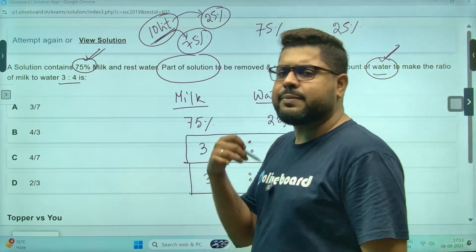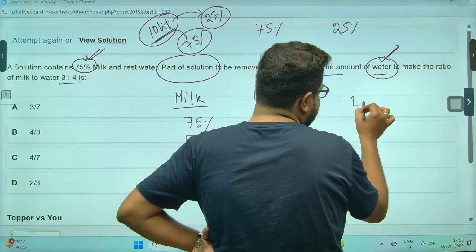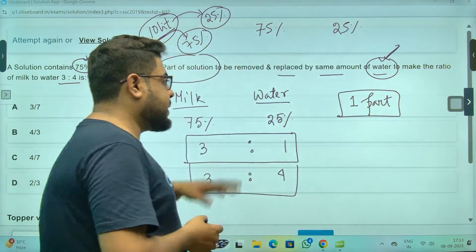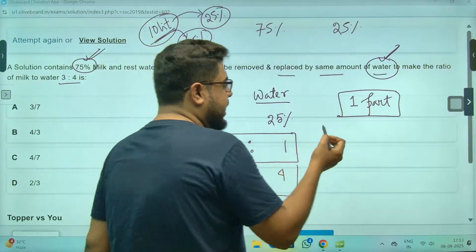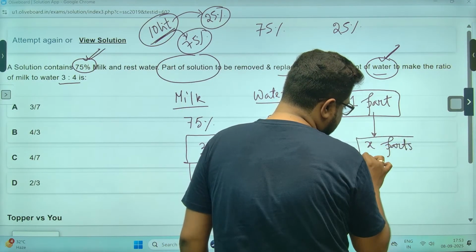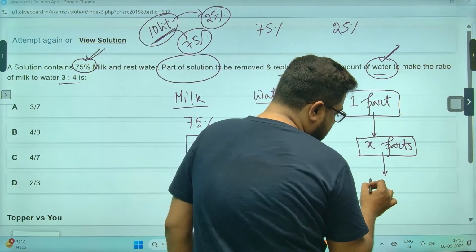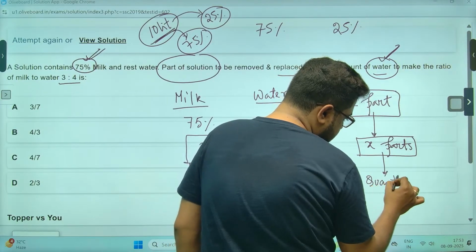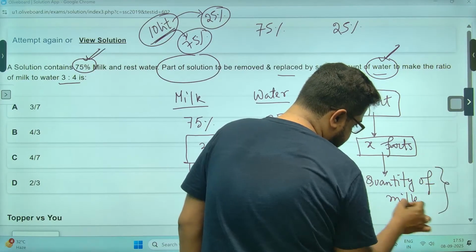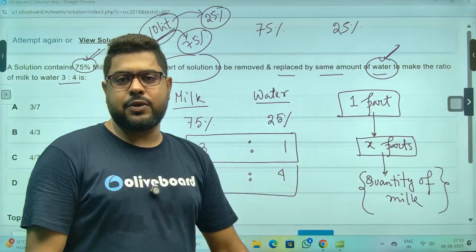Now, the basic concept, everybody, I'm hoping you guys know. The best way, if you don't know, is to take one part. The initial solution quantity is one part, and from there I have taken out x parts. And you can make a simple equation on the quantity of milk, because I have not added any more milk from outside. This is constant, not exactly constant, but you get the point.